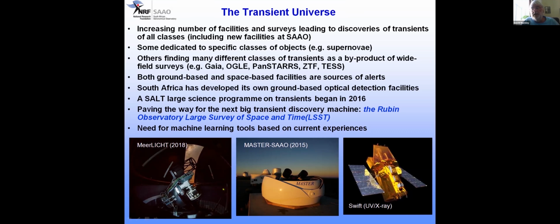And then more recently at Sutherland, we have MeerKAT, which is the telescope which is looking for optical counterparts of radio transients. So it works hand in hand with MeerKAT to look in the same fields that MeerKAT is observing, in case a radio transient is discovered, and there'll be therefore a simultaneous optical image. So this is where the alerts come from.